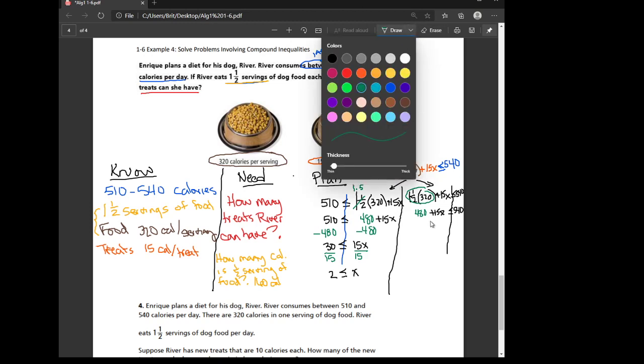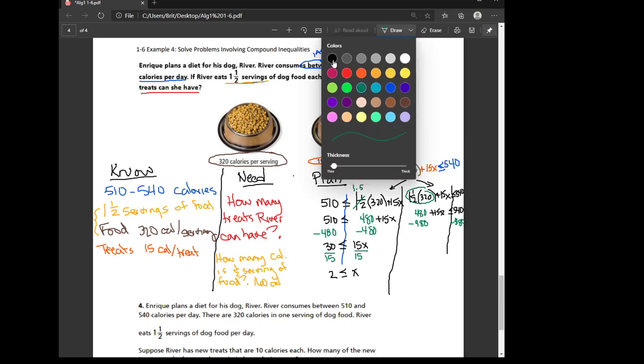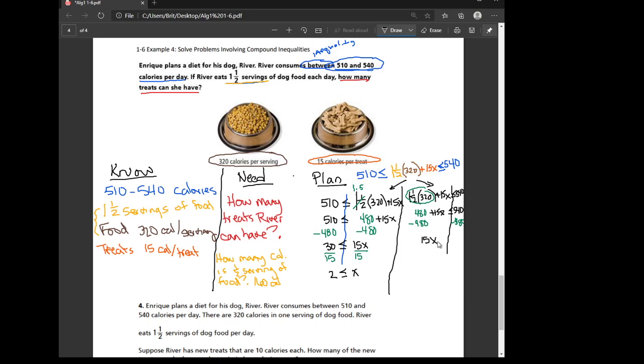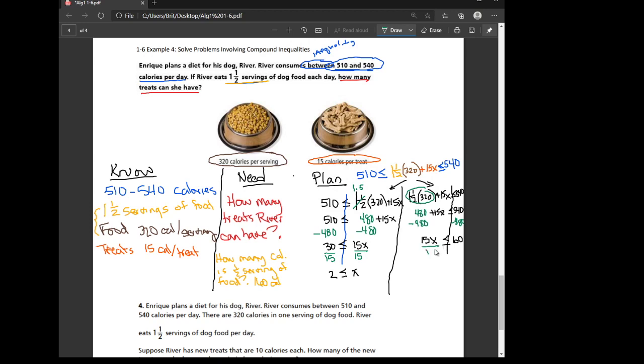So now I'm going to subtract the 480 from each side. So I get that 15x is less than or equal to 540 minus 480, that is 60. And then to isolate x, I divide by 15. And I get that x is less than or equal to 4. So I can just plop an and between these, and this would be my answer.